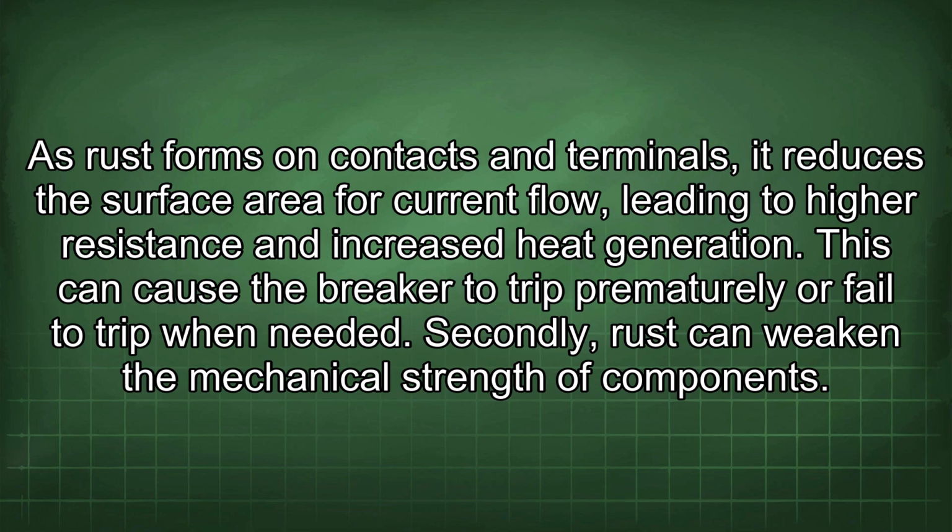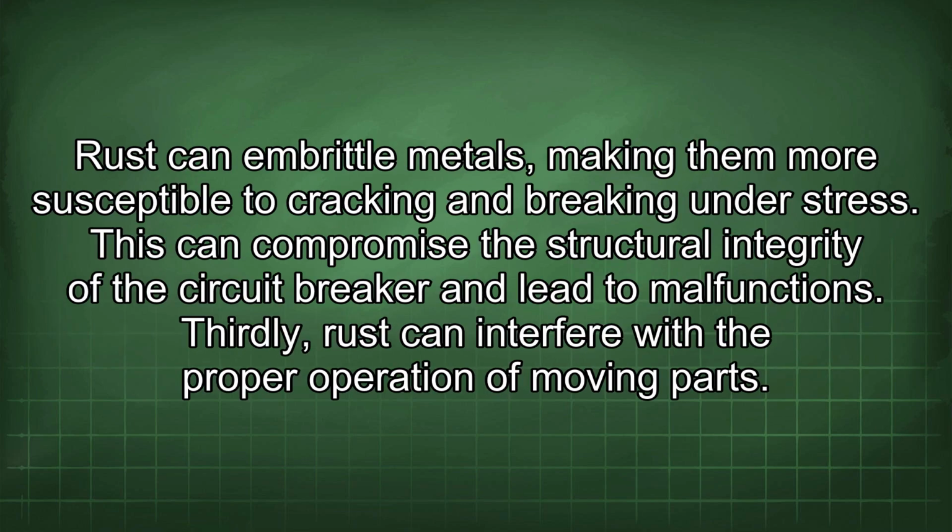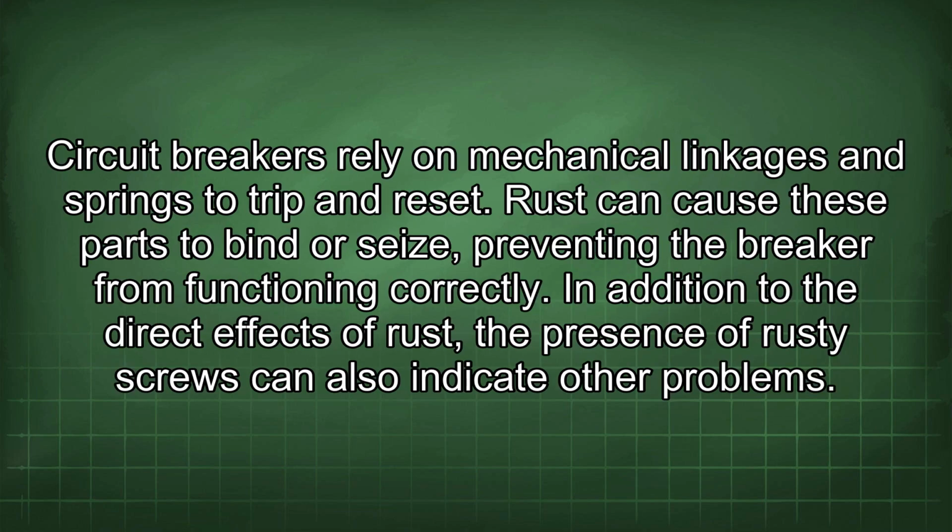Secondly, rust can weaken the mechanical strength of components. Rust can embrittle metals, making them more susceptible to cracking and breaking under stress. This can compromise the structural integrity of the circuit breaker and lead to malfunctions. Thirdly, rust can interfere with the proper operation of moving parts. Circuit breakers rely on mechanical linkages and springs to trip and reset. Rust can cause these parts to bind or seize, preventing the breaker from functioning correctly.